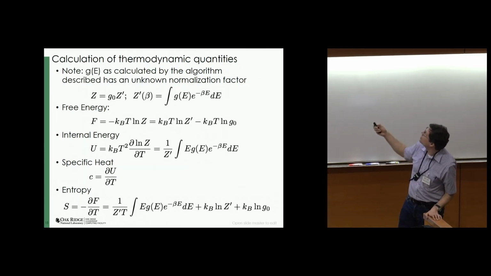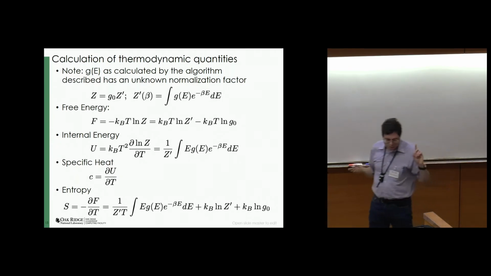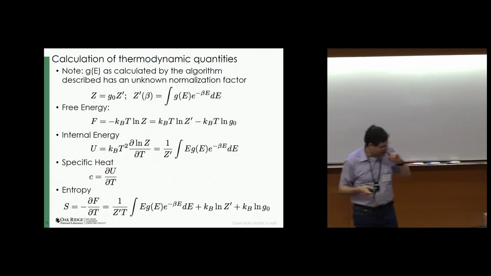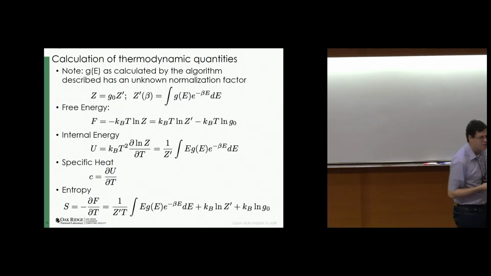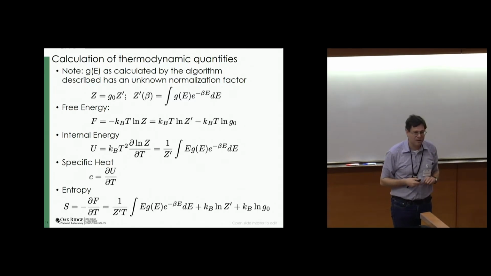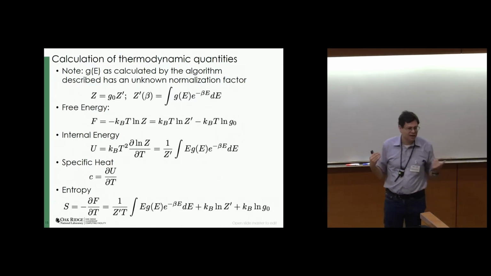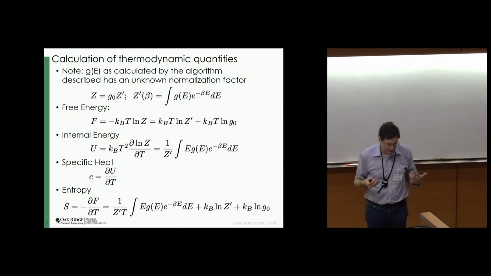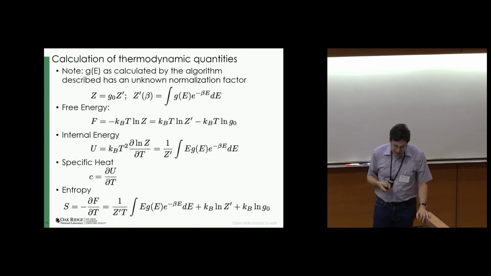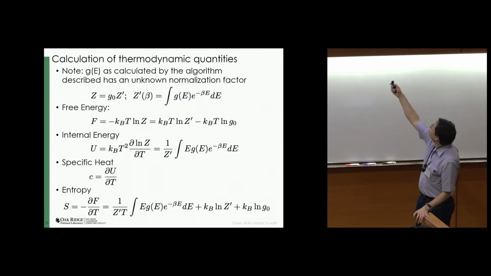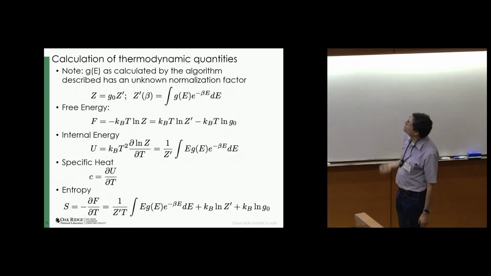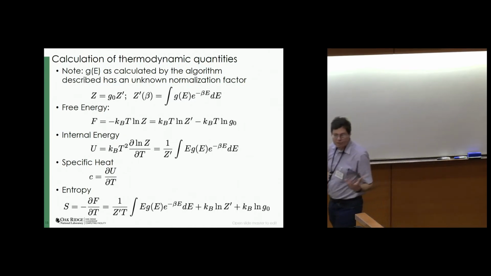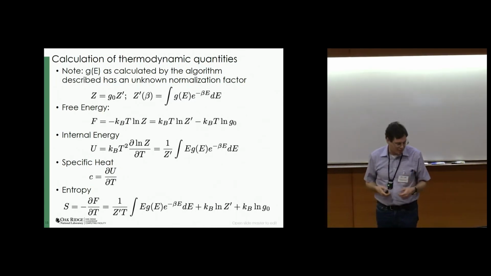partition function and the free energy. One thing, though, as I pointed out, is this normalization G naught, which we don't get out of this algorithm. So we get the density of states up to a multiplicative factor. And it turns out that it's a constant shift in the entropy or a linear term in the free energy, but these are quantities that are not really directly measurable.